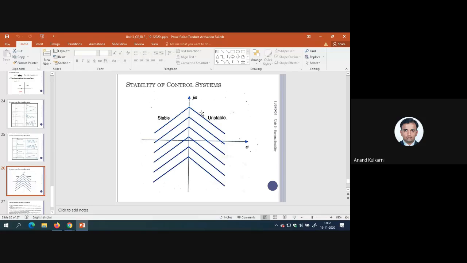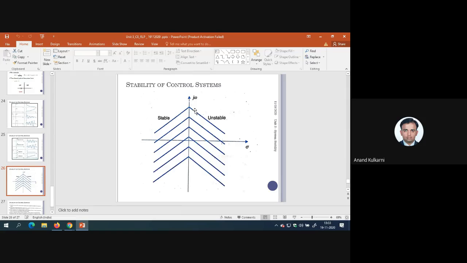If the roots have a positive real part, that means they are in quadrant number 1 and 2, the system is unstable. If the roots have a negative real part, the system is stable. But if the roots have zero real part, that means they are falling on the j omega axis, and there are no repeated roots, then the system is limitedly stable. But if on zero real part there are repeated roots at the same point, the system is once again unstable.